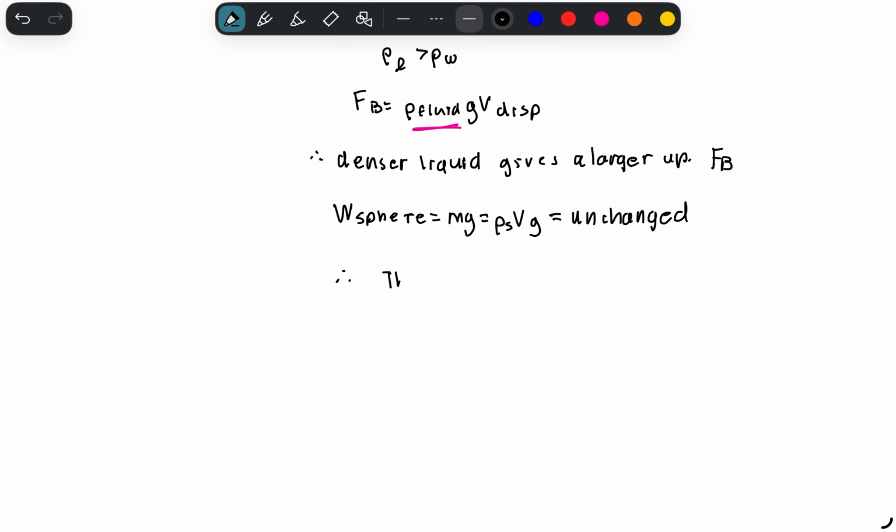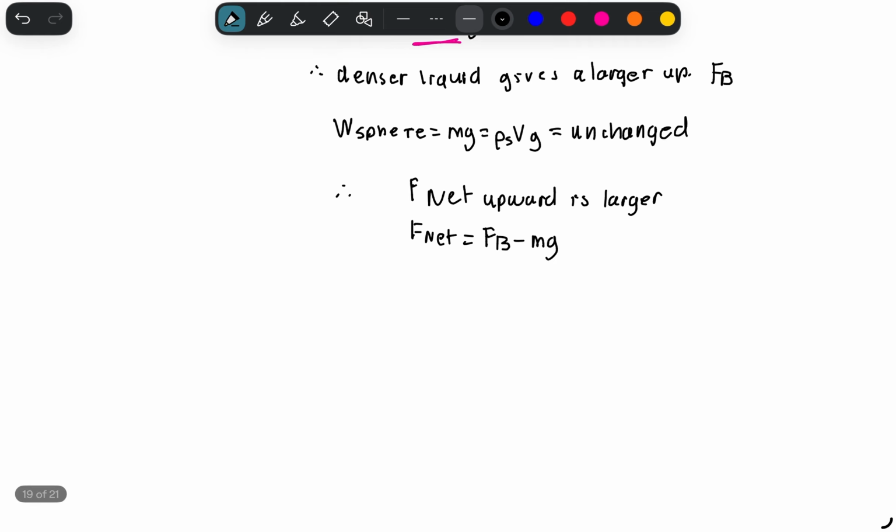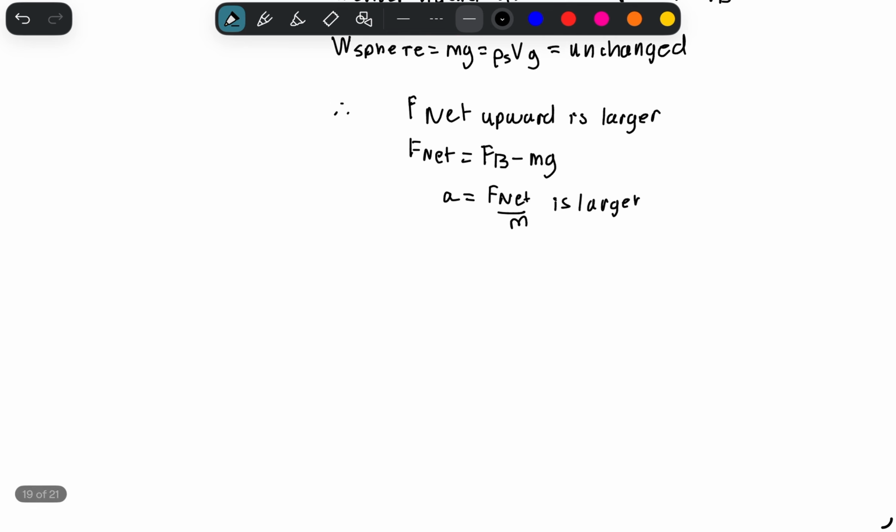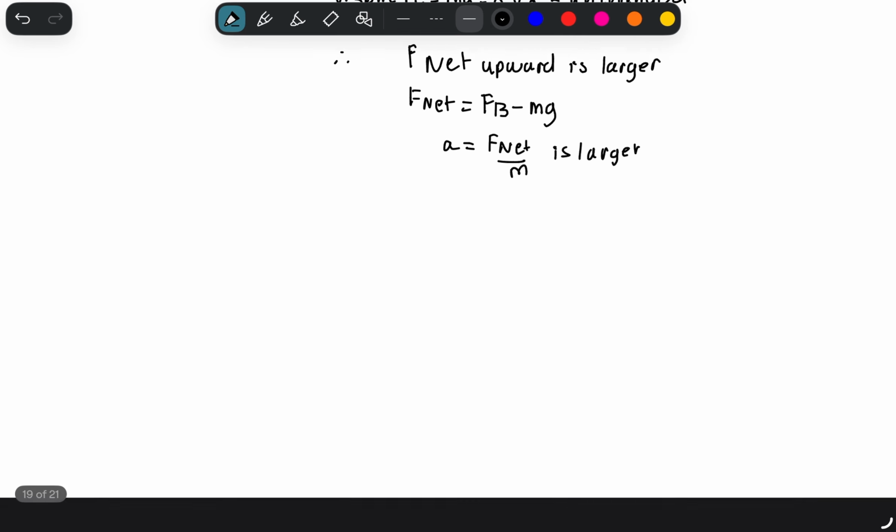Therefore, the net upward force is larger, since this is going to equal your buoyant force acting up minus your weight. So when you solve for your acceleration, it's going to be larger, since your net force is going to be larger. And you're going to divide a larger F net by the same mass.